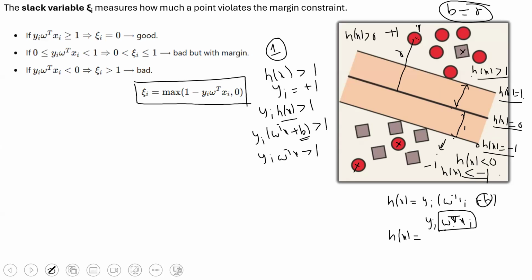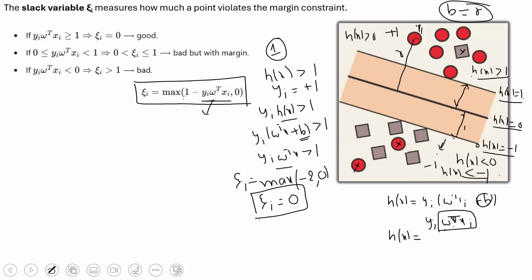Now calculate the slack for this. The slack is the maximum of 1 minus yi w transpose xi. Since yi w transpose xi is greater than 1, 1 minus something greater than 1 becomes a negative value. So sigma i becomes the maximum of some negative value, let's say minus 2, comma 0. So the slack for this point becomes 0, right? For point 1, which is rightly classified and on the right side.